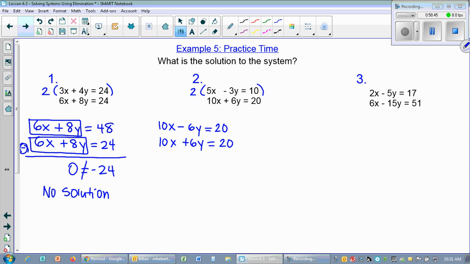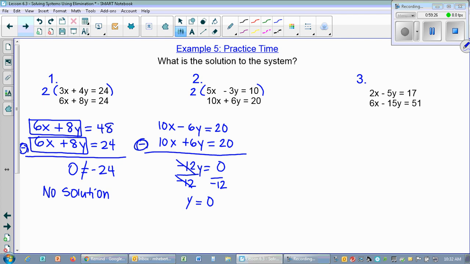Even though they look similar, they're not the same. So we're going to go ahead and use our multiplier method. They have the same sign, so same sign means to subtract. So 10 minus 10 is no x's. Negative 6 take away 6 more is negative 12y. And 20 minus 20 is 0. I divide each side by negative 12. And then I get a positive 1y is equal to 0. So 0 divided by negative 12 is 0.